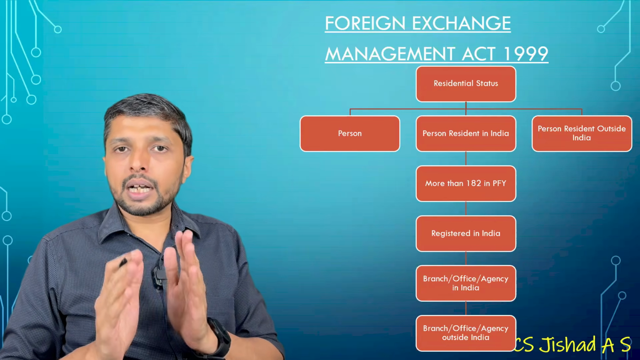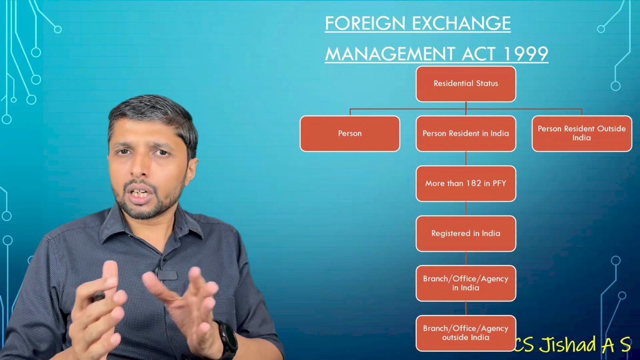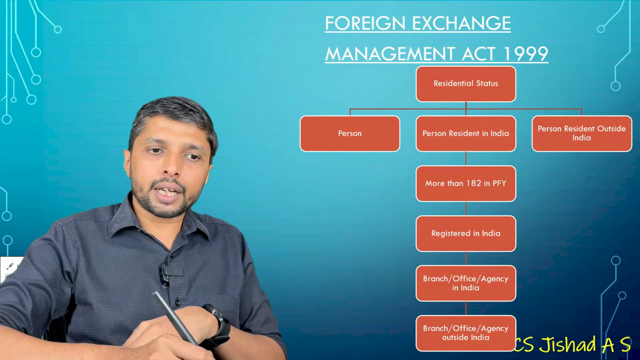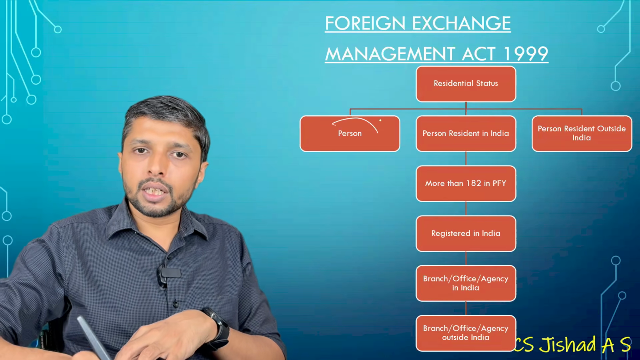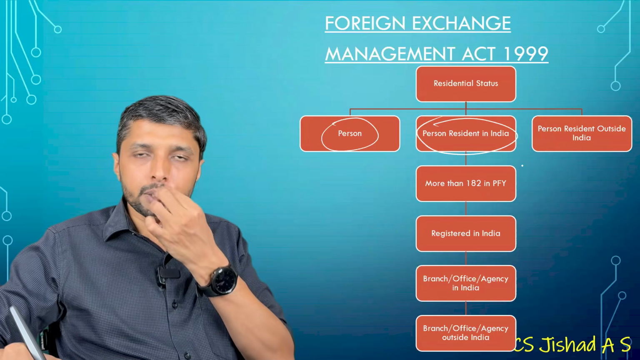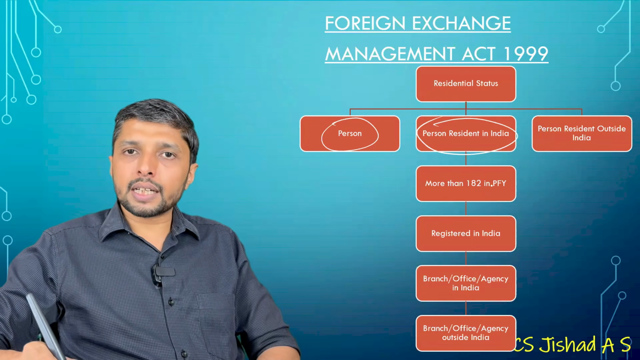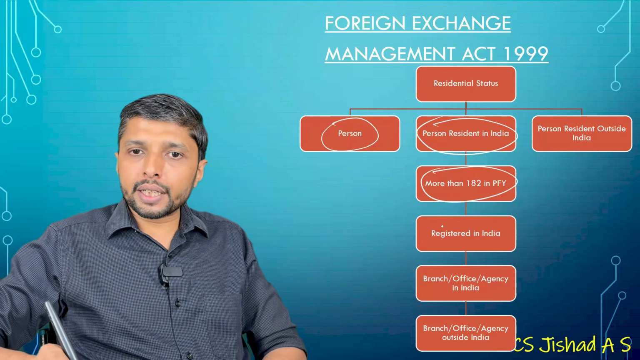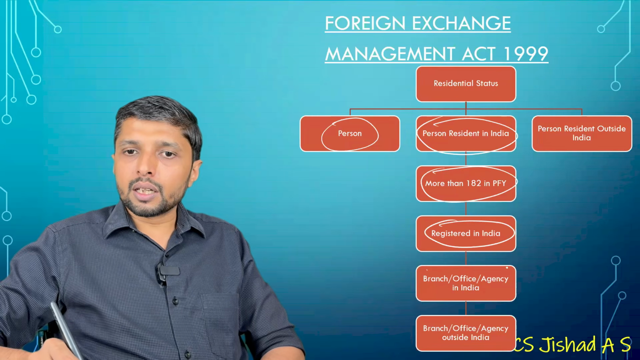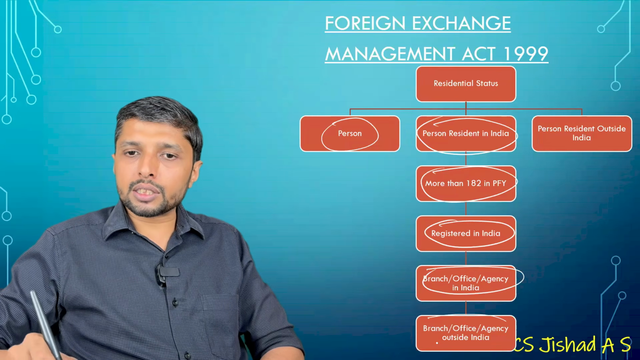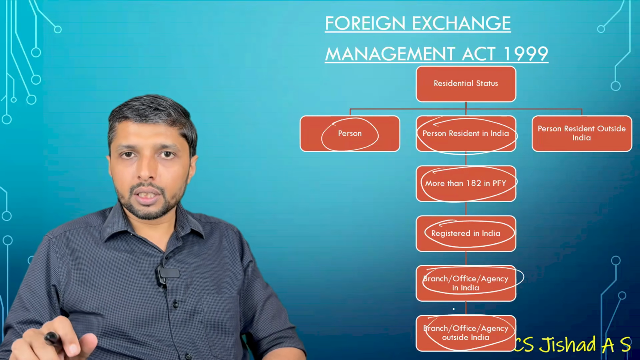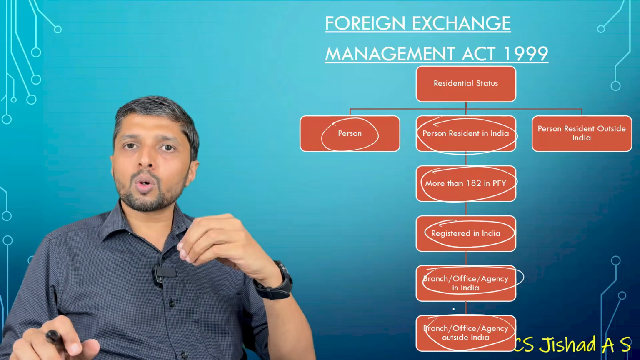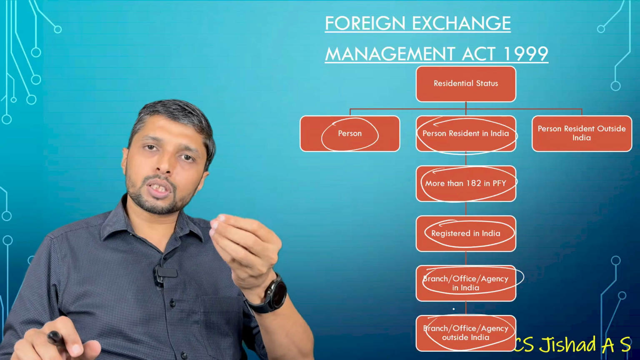So under FEMA, we will have the residential status, which is the most commonly asked question. Residential status, we can have a discussion on person. Person resident in India, PRI, specifies a person who has resided or stayed in India for more than 182 days, with respect to any entities registered in India, branch office or agency in India, branch office or agency outside India. So if a person resides or stays in India for more than 182 days in a financial year, that person is known as PRI.